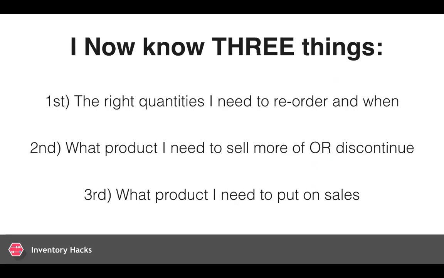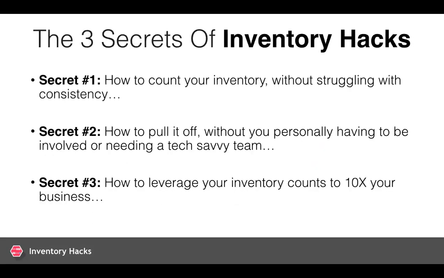All right, so to recap what we talked about here. First, I showed you secret number one, how to count your inventory without struggling with consistency. Secret number two is after I showed you how, you only need to count 20% of your products, and those products count for 80% of your results. I showed you how to pull it off in no time without you personally having to be involved or needing a tech savvy team. We all know how it is. You need to train your people. They're not tech savvy. You don't know how it works. This is so simple, you guys. Secret number three, I showed you how to leverage your inventory counts to 10x your business. Pretty cool, huh? You guys excited?